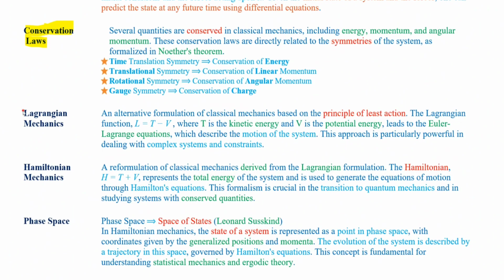Next, the Lagrangian mechanics. Lagrangian mechanics provides an alternative formulation of classical mechanics, emphasizing the principle of least action. The Lagrangian function is defined as L equals T minus V, where T is the kinetic energy and V is the potential energy. And this leads to the Euler-Lagrange equations. These describe the motion of the system and are particularly useful for handling complex systems with constraints.